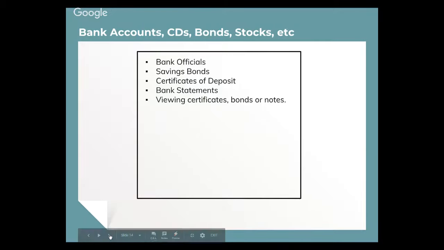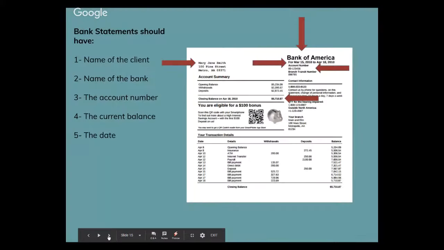All right, bank accounts, CDs or certificates of deposit, bonds, stocks, things like that. We're going to be asking for bank officials, savings bonds, certificates of deposits, bank statements, or viewing certificates, bonds, and notes. So we want to request any of these items to verify the value of the bank account, CDs, bonds, stocks, and things of that nature. So looking at the verification themselves, those are the types of things that we can request. You want to have that conversation during the interview with the client to find out what is at their disposal, what they can get, and then request that item for them.